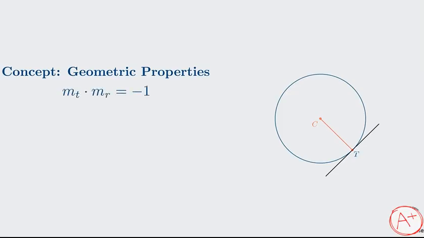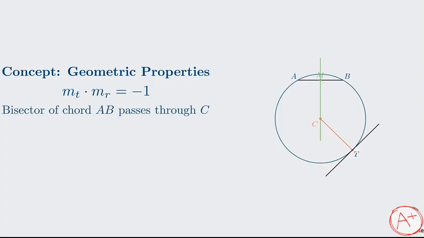Algebraic methods are most powerful when combined with geometric circle theorems. There are 3 key properties you must master for coordinate geometry questions. First, the tangent is perpendicular to the radius at the point of contact. This means if the radius has a gradient m sub r, the tangent's gradient m sub t is the negative reciprocal. Second, the perpendicular bisector of any chord always passes through the center of the circle. In exams, you can find the equation of the perpendicular bisector of 2 points on the circumference. The center will lie on that line.